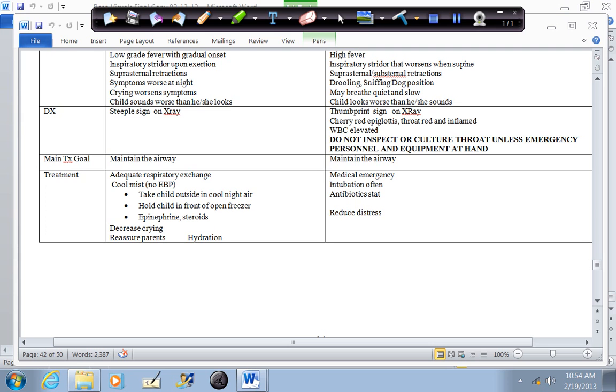You want to reduce distress, because this child is quite scared because they're having a hard time breathing. And you want to reduce the stress, keep them calm as much as possible. And then, of course, we want to give the flu vaccine as a preventative to this, because Haemophilus influenzae, one of the bacteria that frequently causes epiglottitis, tends to follow the flu.